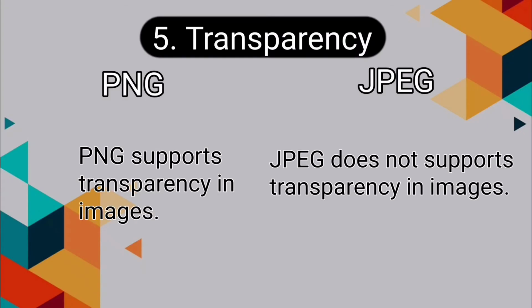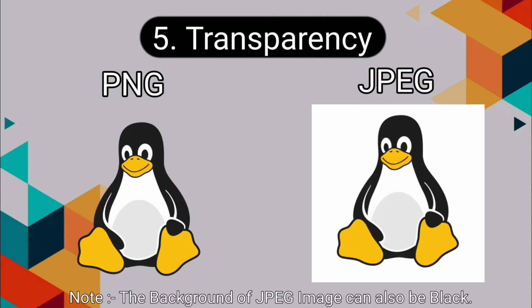The fifth and the main difference is the transparency. As you can see, the JPG image appearing on your screen is not transparent, but the PNG image is transparent on the background, because a JPG image is like drawing on a white paper, but a PNG image is like drawing on a transparent sheet.